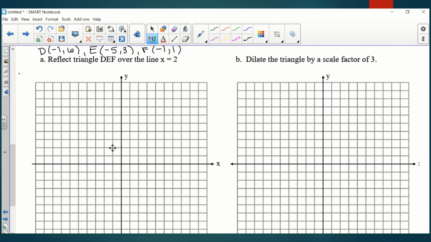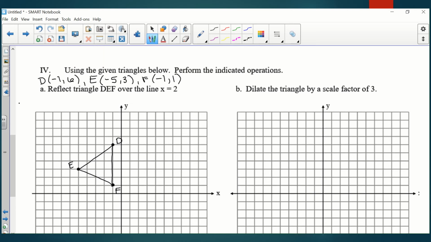So negative 1, 1, 2, 3, 4, 5, 6. Here's D. Negative 5, 1, 2, 3, 4, 5, up 1, 2, 3. Here's E. And negative 1, 1 is F. So here is our original triangle, or our pre-image, and we're going to reflect this triangle over the line x equals 2.